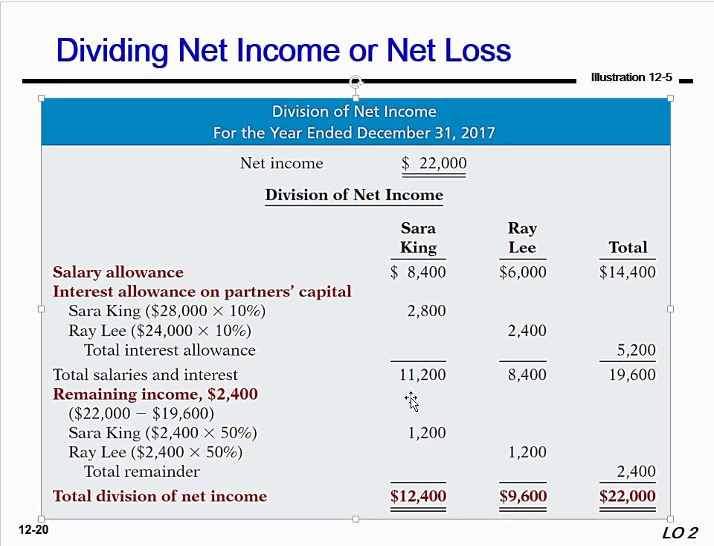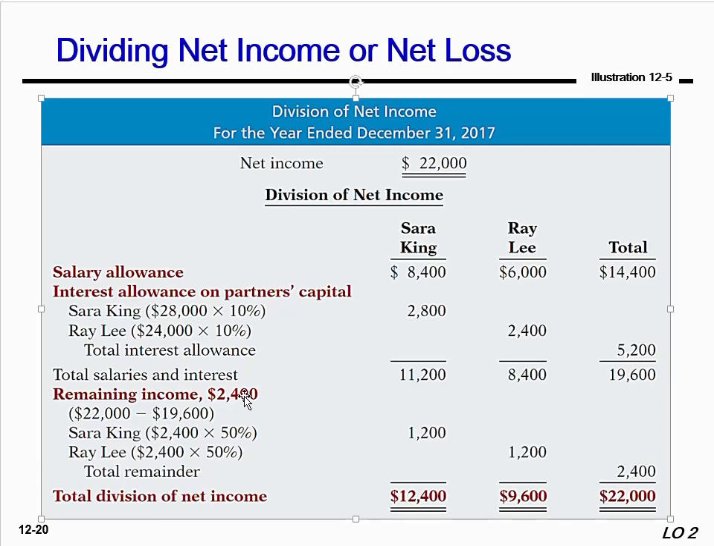So total salary and interest for both partners is 11,200 plus 8,400. Together this is 19,600. What was total income? 22,000. Out of 22,000, 19,600 is already taken up, right? So what is the remaining income? Remaining income is 2,400. How come? Opening income was 22,000, but 19,600 is gone because of the payment of the salary allowance and interest allowance. So remaining is 2,400. They said divide it equally.